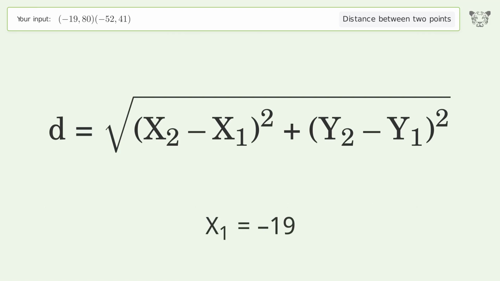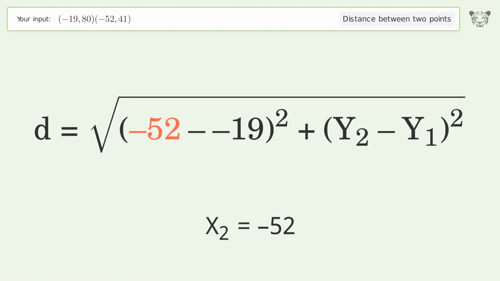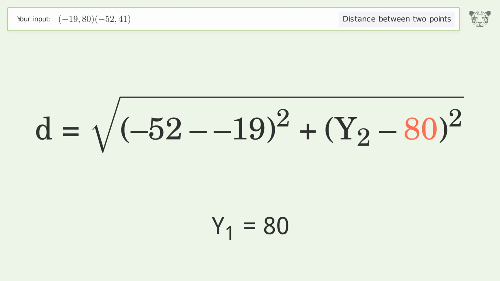x1 equals -19. x2 equals -52. y1 equals 80. y2 equals 41.